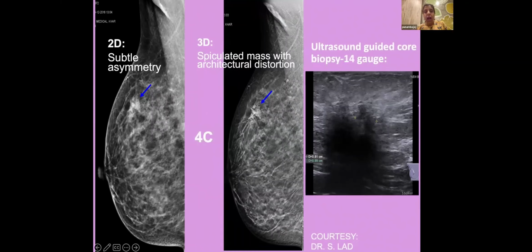Both mammo and ultrasound are highly suspicious. And what did the biopsy come back? It came back as a radial scar with a papilloma. Now, will you say that this is discordant and that further action, and that we should go ahead and do a surgical excision, an excisional biopsy?